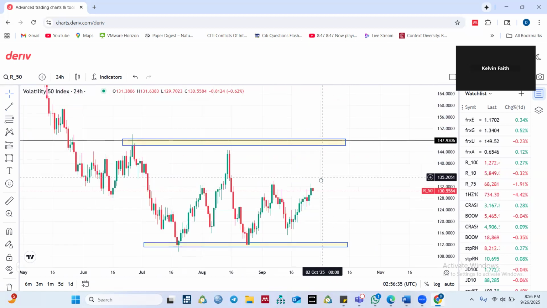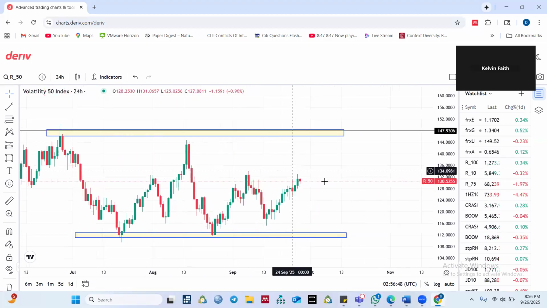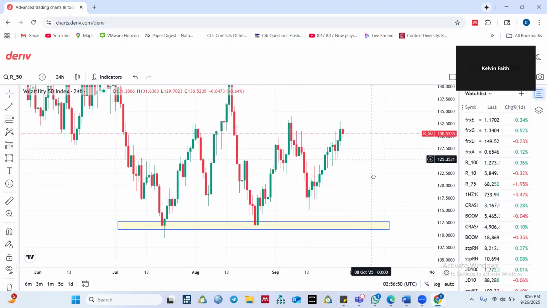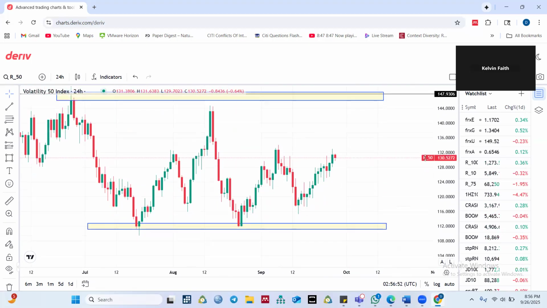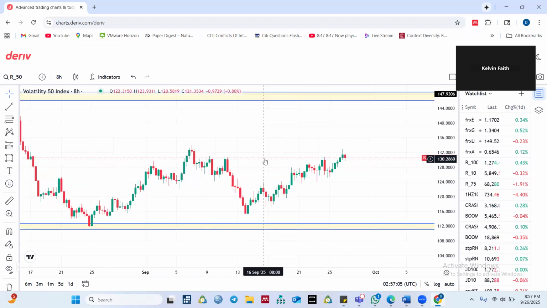So let's get on. This is the 24-hour time frame. Let's go into, let's say, the 8 hour or 4 hour to see what is happening, because we are in the premium zone, so we anticipate sales. So let's go to the 8 hour and see what is happening.